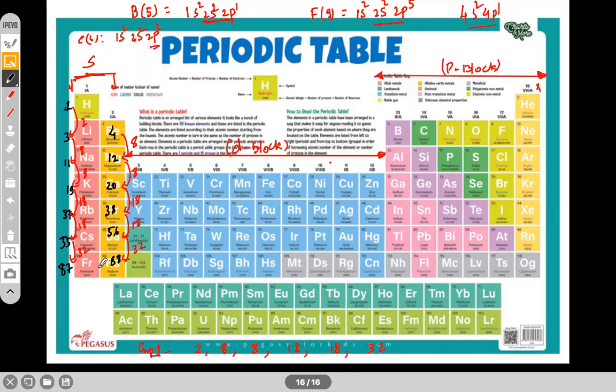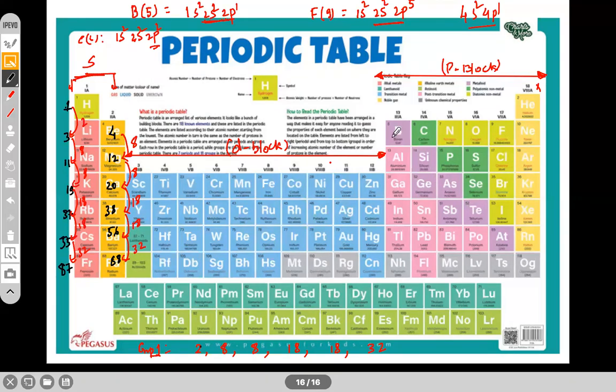Did you get the pattern here? Respond. Right. Again, listen to me carefully. These numbers 2, 8, 8, 18, 18, 32 are called the magic numbers for group 1. For group 2, we don't have 2 here, but it is 8, 8, 18, 18, 32.